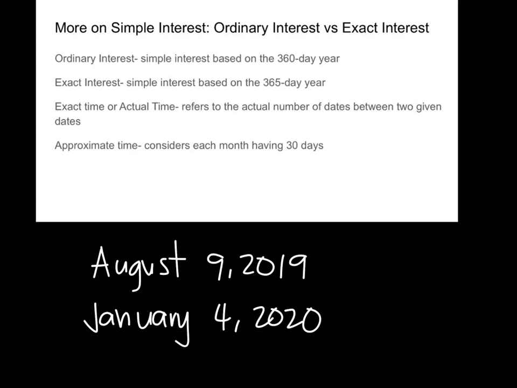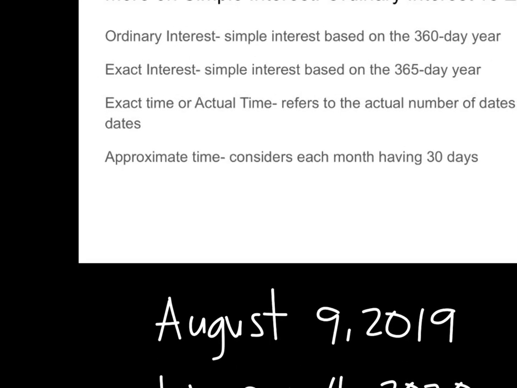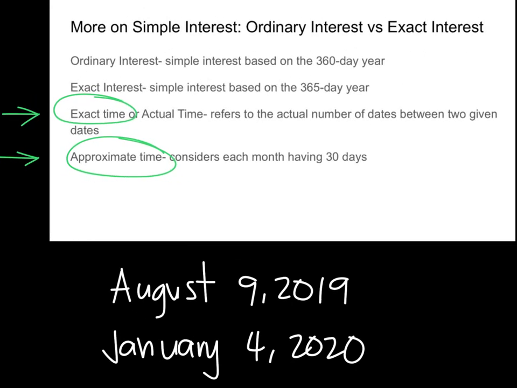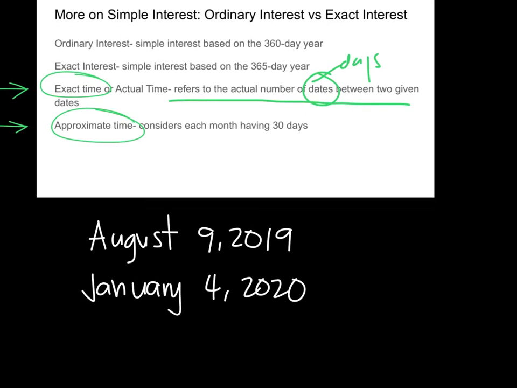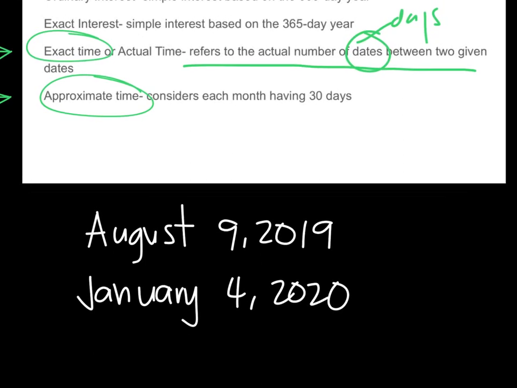And there are two ways in which we can compute for the time. We can compute for the time either as exact time or approximate time. So what's the difference between exact time and approximate time? Exact time refers to the actual number of days between two given dates. So you have to count how many days from August 9, 2019 until January 4, 2020.